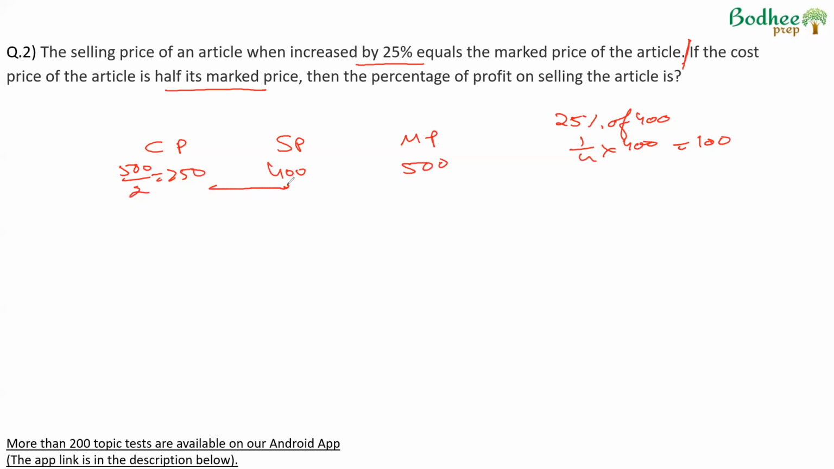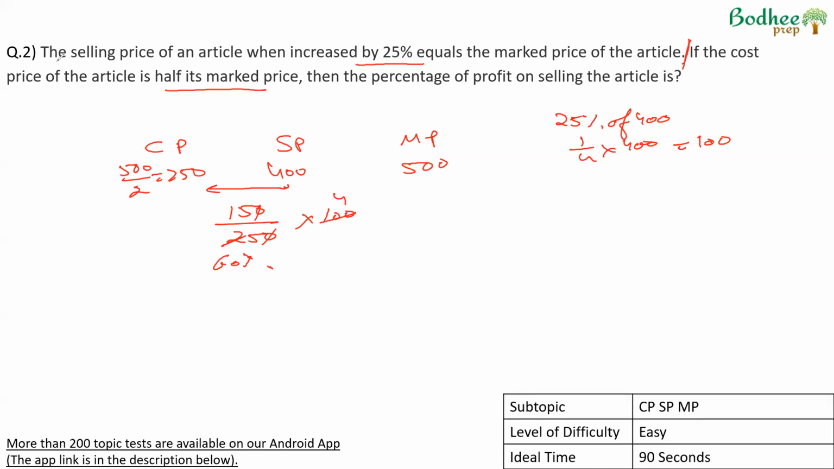Selling price 400, cost price 250. So profit of 150 upon base of 250, 400 minus 250. Profit upon cost price into 100. 0, 0, 25 fours are 100, 15 fours are 60%, becomes the answer. Again, easy question. Any value that you assume will lead you to the answer in about 90 odd seconds.